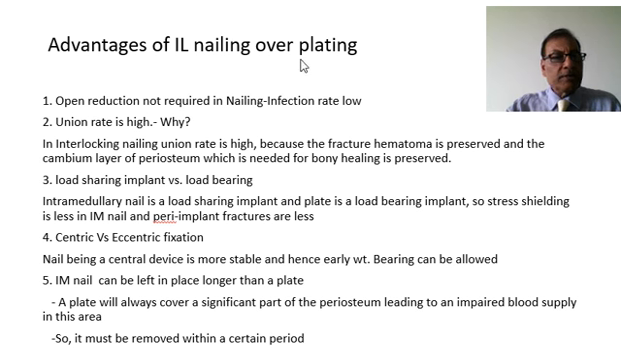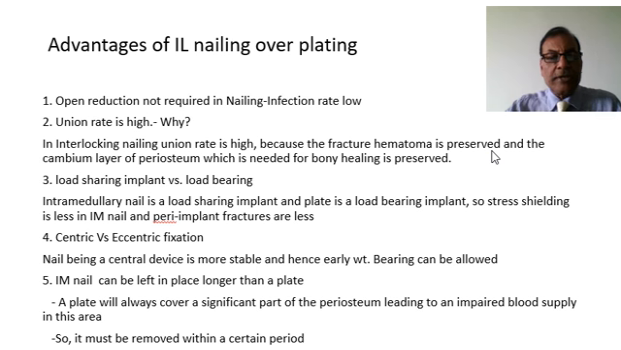So what are the advantages of the interlocking nail over the plating? First, open reduction is not required in interlocking nailing. So infection rate at the fracture site is almost nil, negligible. Union rate becomes high because fracture hematoma is preserved, and fracture hematoma contains all the multipotent cells which are going to differentiate in the form of cartilage in the bone.